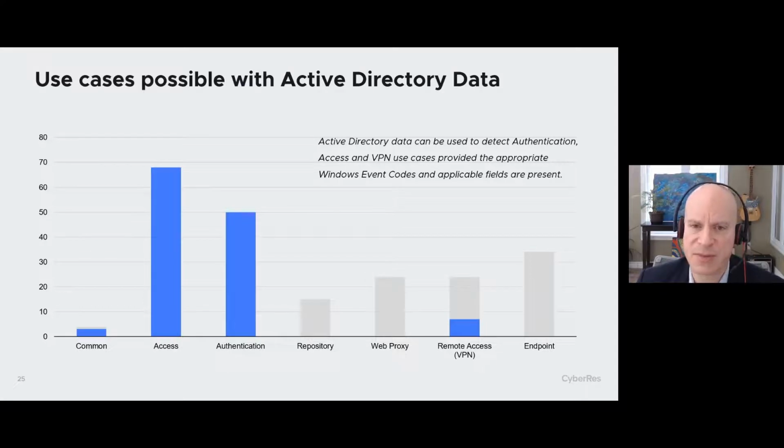Logs from certain systems can surface multiple types of use cases. You can see that Active Directory data, for example, can be used to detect most of the anomaly types associated with the common access and authentication cases, and several associated with remote access.